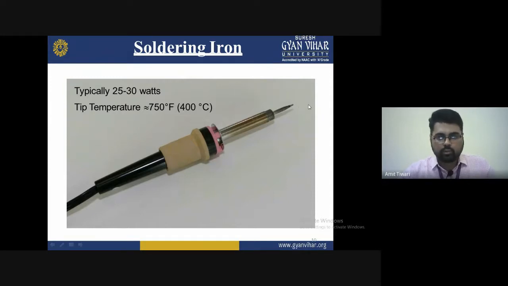When you suddenly touch this point, which has the 400 degrees Celsius temperature, to the surface you want to join, it is easily melted. It is a good advantage. We require that temperature for the specific area to easily join with the help of the solder.